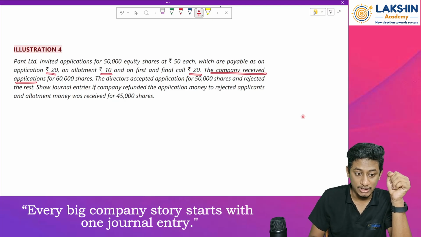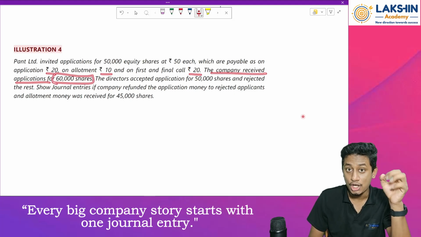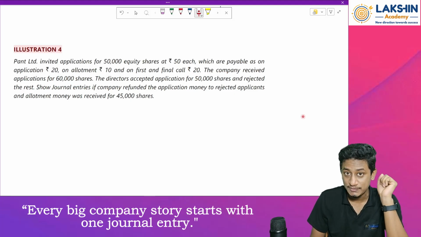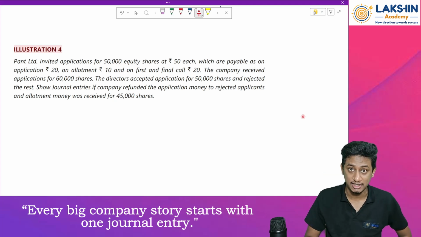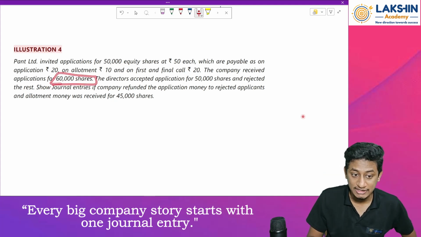The company received applications for 60,000 shares. So what is the case over here? Oversubscription. Why? Because I have requested applications for 50,000, but how much have I received? 60,000.